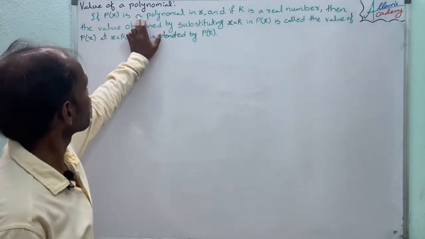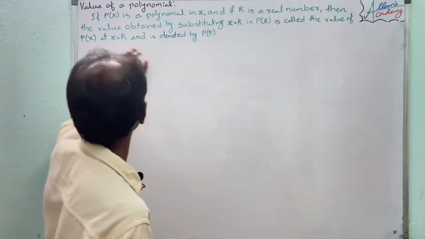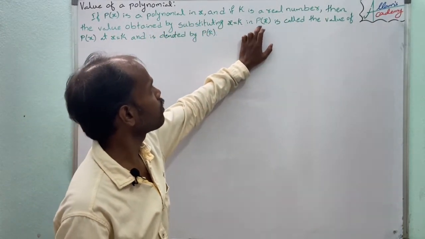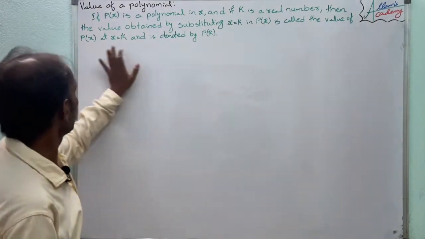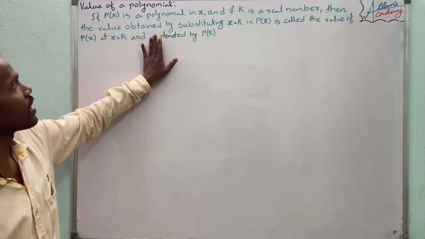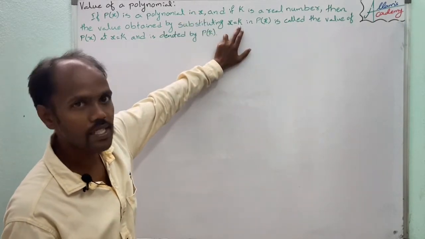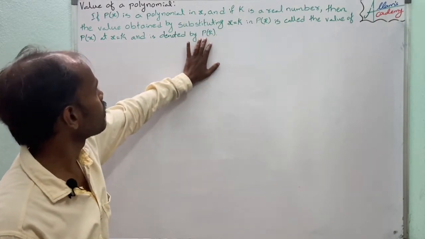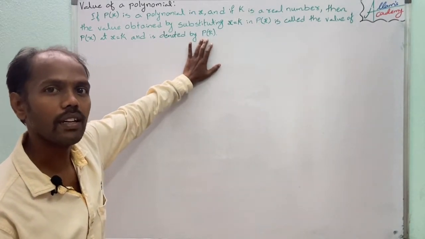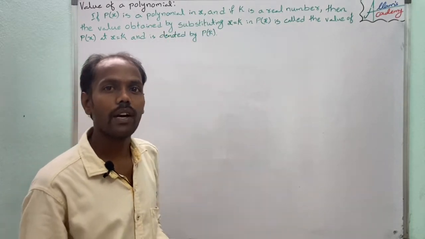If p of x is a polynomial in x and k is a real number, then the value obtained by substituting x equal to k in p of x is called the value of p of x at x equal to k and is denoted by p of k. That means in the x place we substituted k, so that will be denoted by p of k. It is called the value of a polynomial. So now we see some problems about the value of a polynomial.